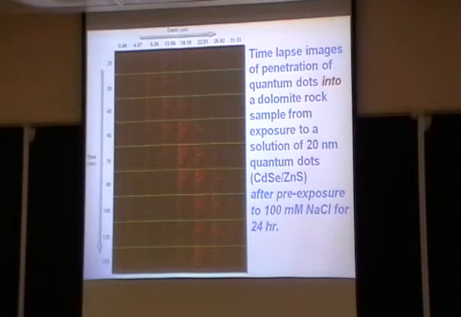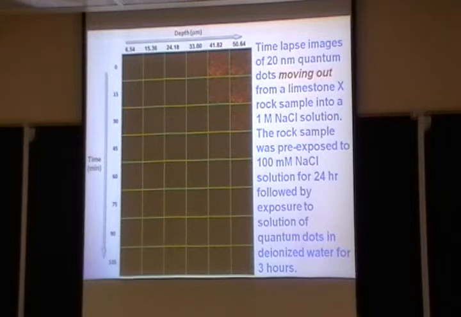So now you have the particle in there, can you pull them out? The answer is yes. All you have to do is, instead of having fresh water outside, put in salt water outside. Now you reverse the gradient, and they start to come out. So here's a tube which is closed on one end. You can shove particles in, you can pull them out. These are 20 nanometer quantum dots. The pore diameter is about a micron or so. So anyway, they had a meeting, and I think they're going to get the money for the 30 years.